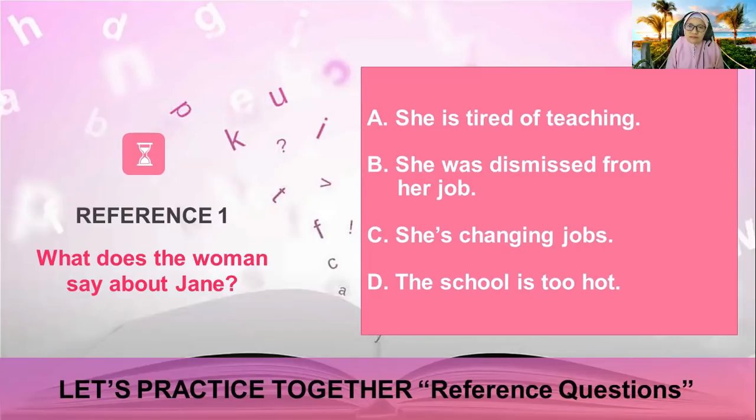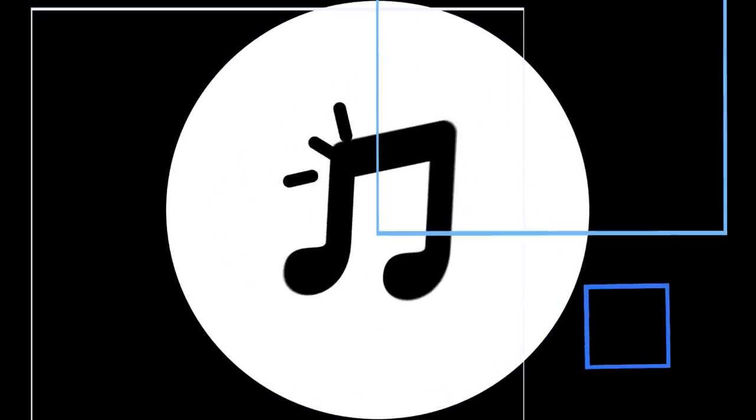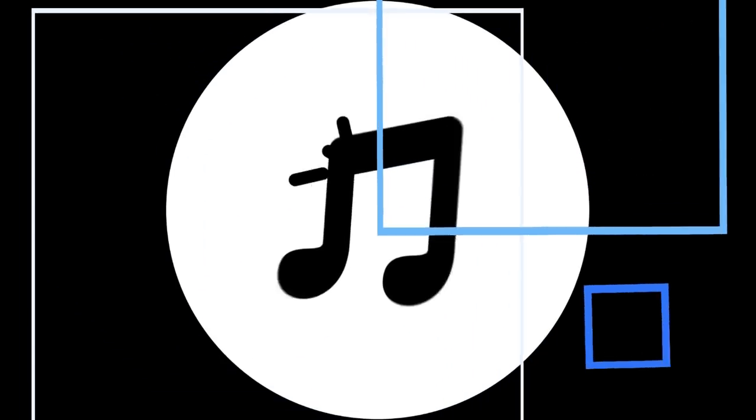I hear Jan isn't teaching here this term. That's right. She was fired. What does the woman say about Jan? I hear Jan isn't teaching here this term. That's right. She was fired. What does the woman say about Jan?